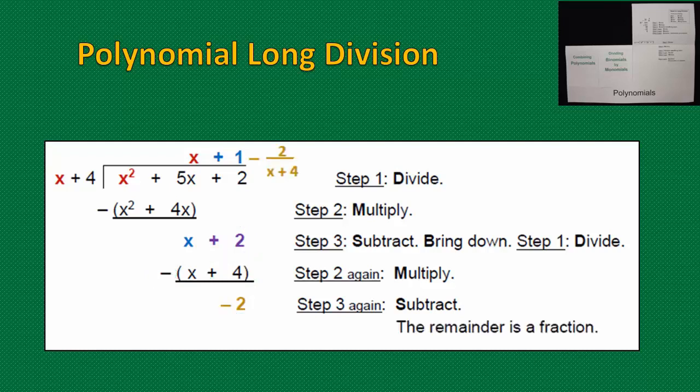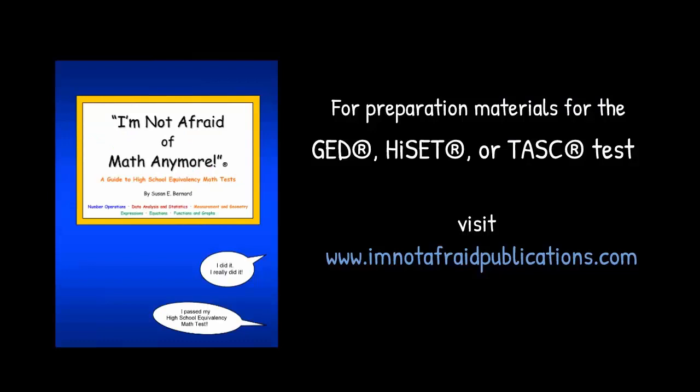Our remainder is negative 2, and we write it as a negative fraction. So it's minus 2 over x plus 4. Remember that the x plus 4 came from over here on the left. That's what we were dividing by. So our final answer to this polynomial long division is x plus 1 minus 2 over x plus 4.